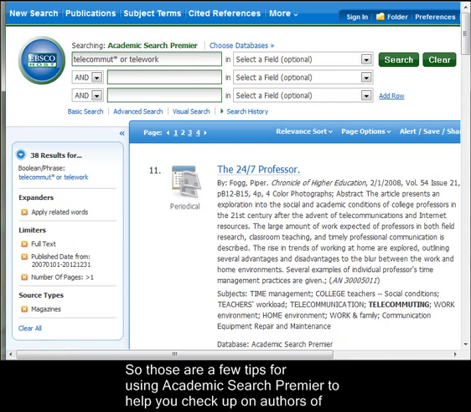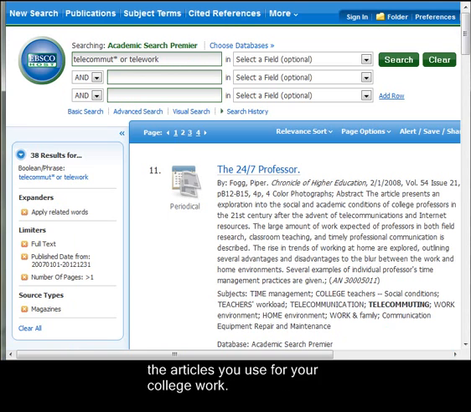So those are a few tips for using Academic Search Premier to help you check up on the authors of the articles you use for your college work.